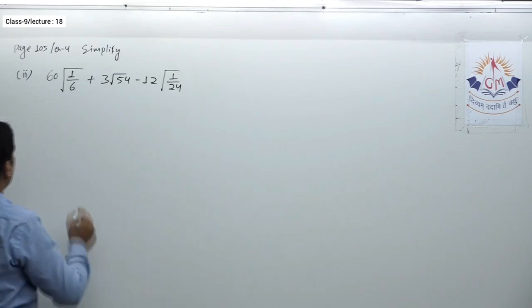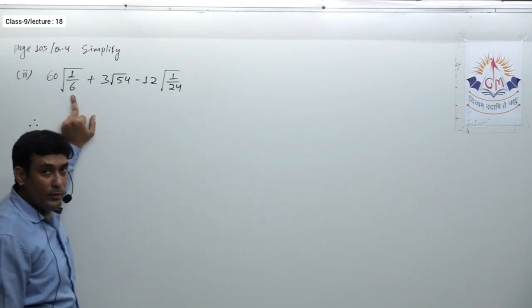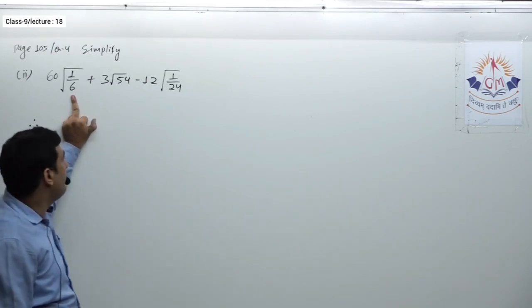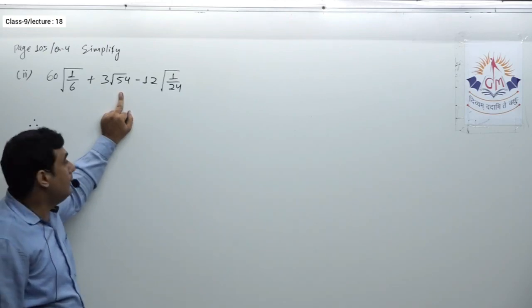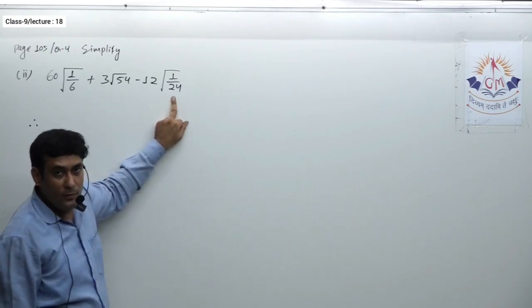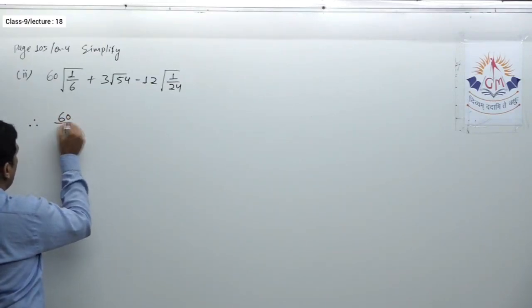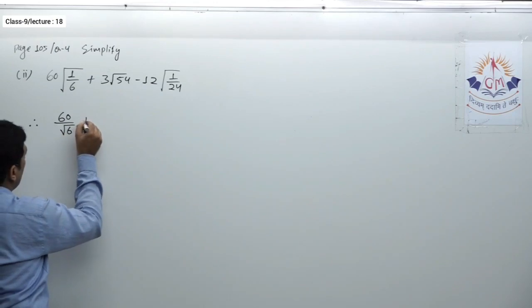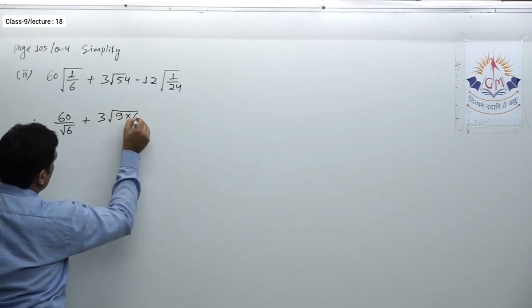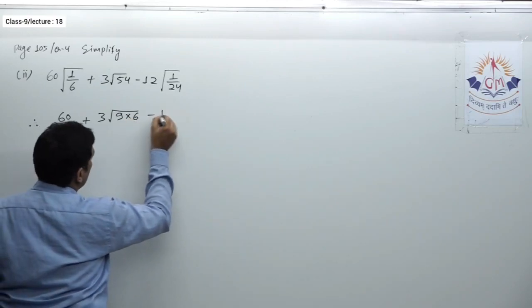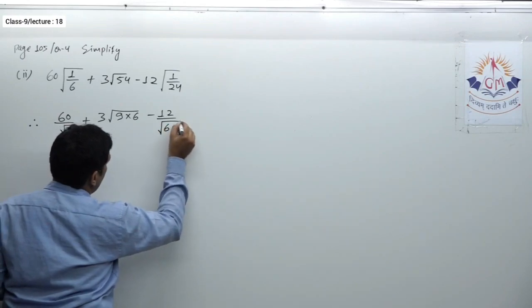In the same way we'll try to simplify this. First of all, root 6 is there in the denominator, so definitely we have to rationalize it. Here root 54, so we'll try to make it simpler. Similarly root 24, we'll try to simplify. So here I write 60 upon root 6 plus 3 into root of 9 into 6, minus 12 upon root 24, and root 24 is root of 6 into 4.